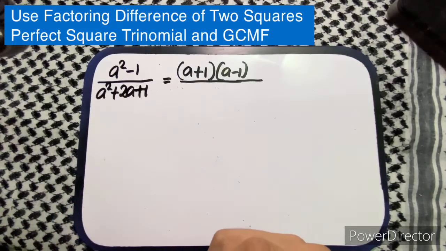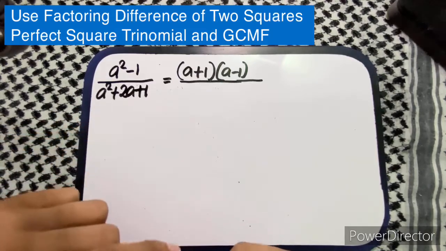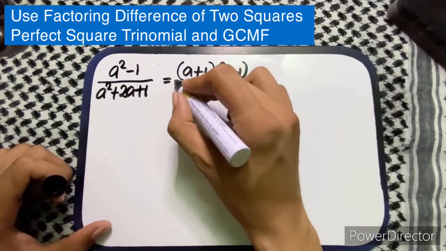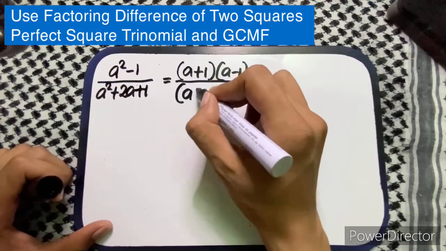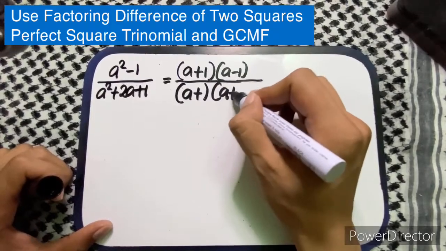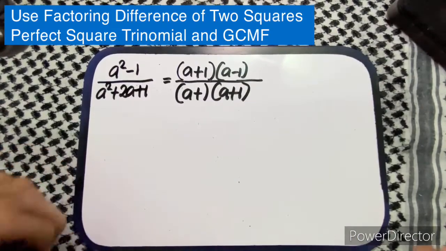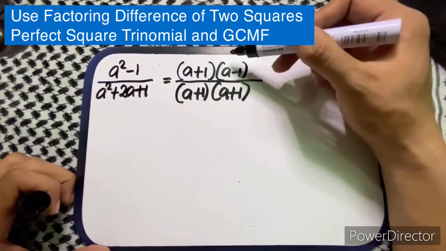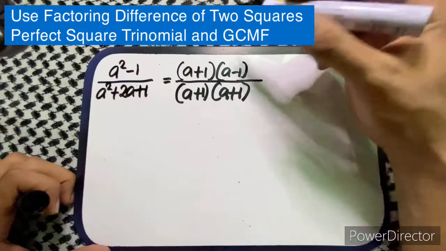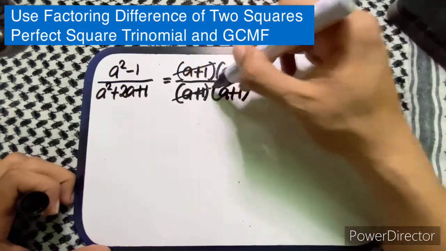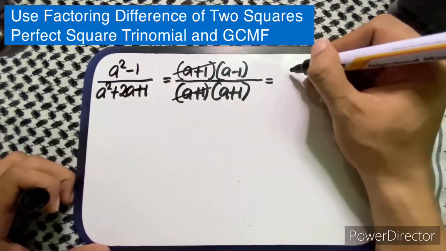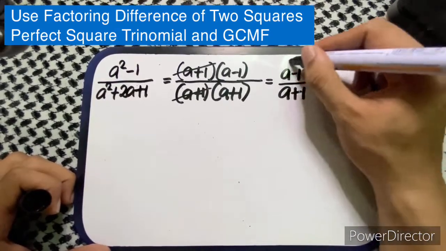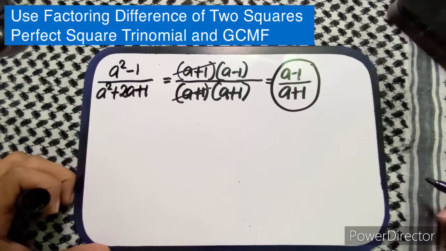The next is a squared plus 2a plus 1. This is an example of a perfect square trinomial. So we'll go directly to the answer: a plus 1, then a plus 1. Okay, there's 1 there. So what is the common factor? We have a plus 1, then a plus 1, so the answer is a minus 1 over a plus 1, so that is the final answer.